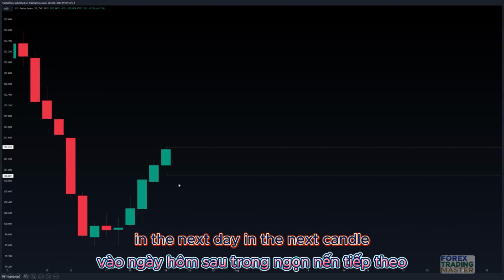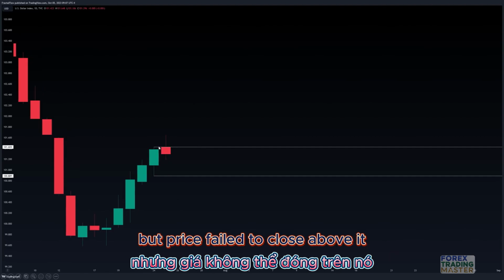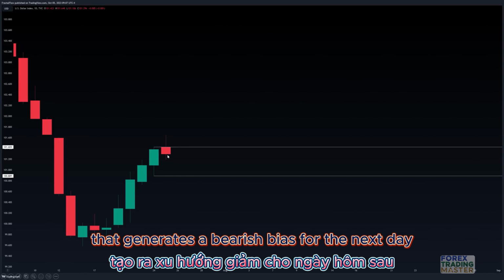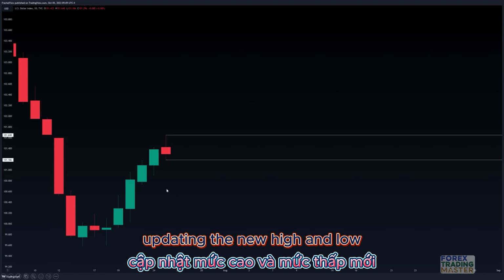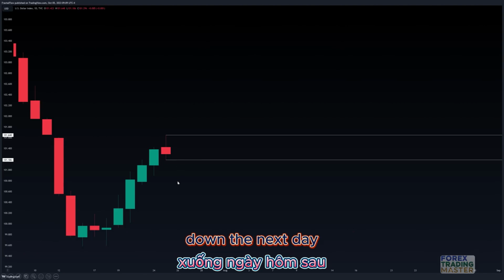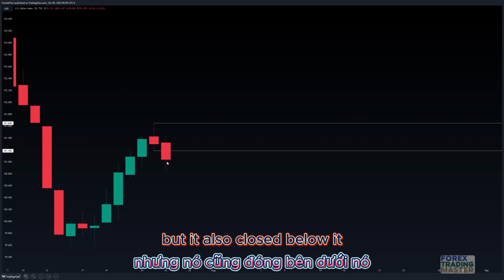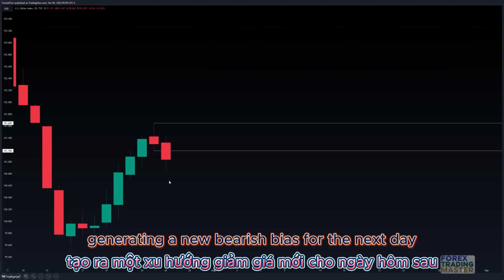In the next candle, we did reach the previous day's high, but price failed to close above it. That generates a bearish bias for the next day. Updating the new high and low, we expect price to at least reach the previous day's low. Down the next day, price not only reached the previous day's low, but it also closed below it, generating a new bearish bias for the next day.